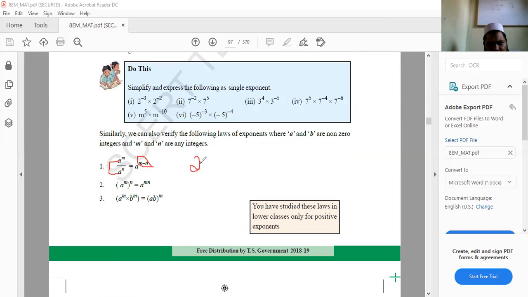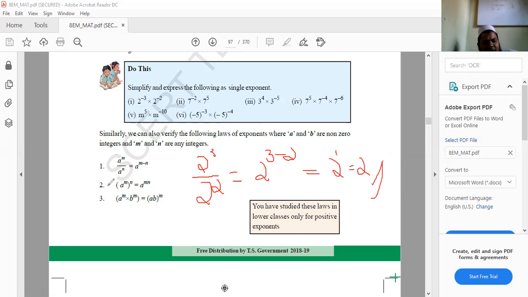For example, 2 to the power 3 divided by 2 to the power 2. It means we can apply this law, a to the power m minus n. In place of m we write 3, in place of n we write 2. So we can write 2 to the power 3 minus 2, which is 2 to the power 1, and 2 to the power 1 means nothing but 2 only.